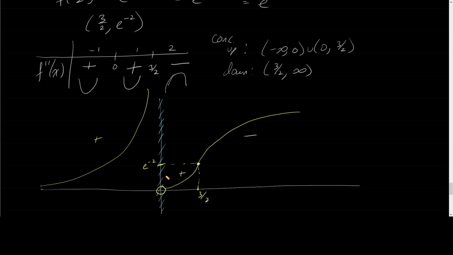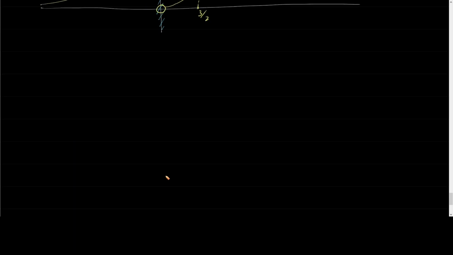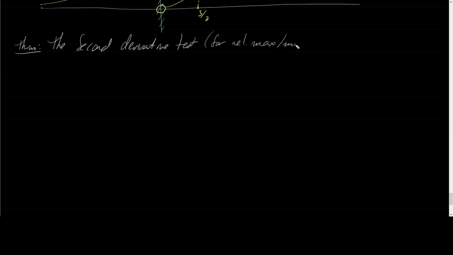Now, let's talk about something called the second derivative test. All right, we were speaking a lot about concavity, but we also must talk about the second derivative test. So, theorem, the second derivative test. And in here, I really should be saying, or this really should be called, the second derivative test for relative max and min. All right, so that you understand that this is going to help us find relative maximums and minimums.